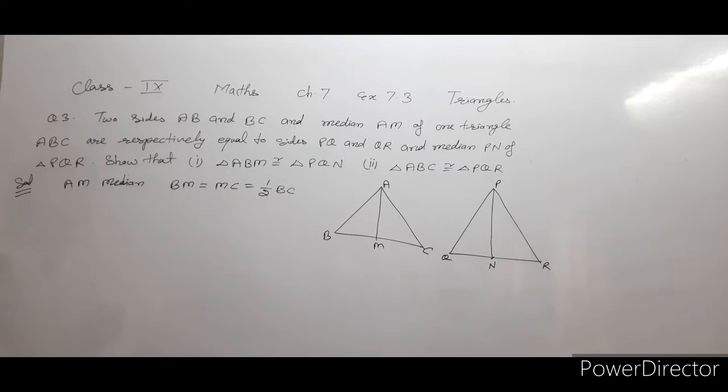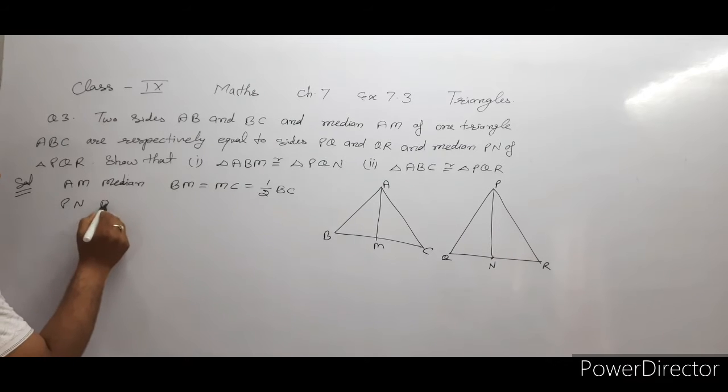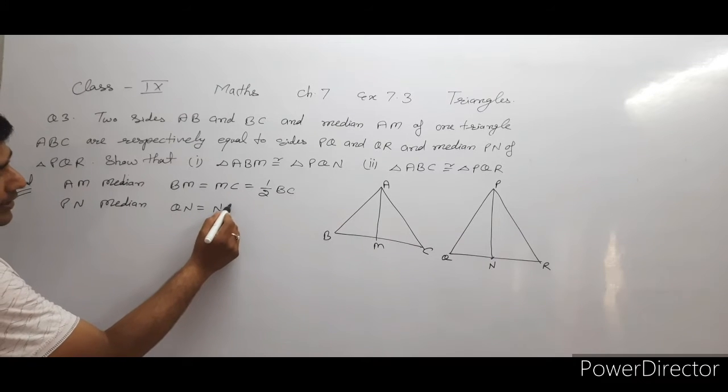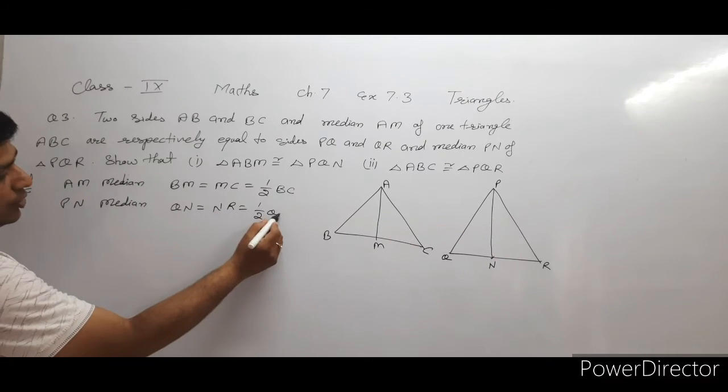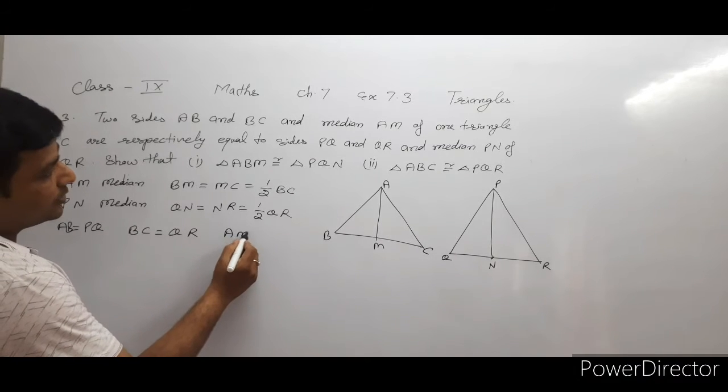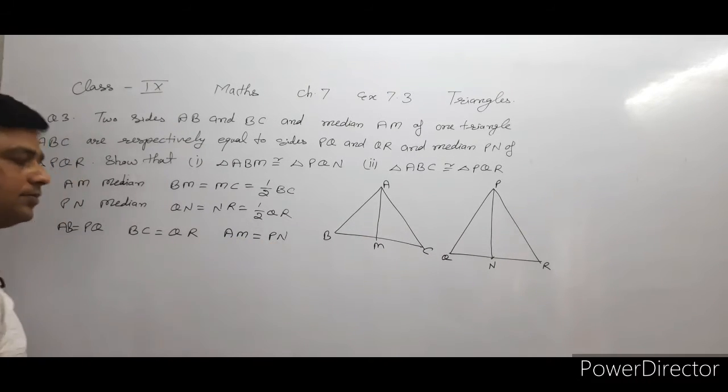are respectively equal to the sides PQ, QR and median PN. PN is also a median. If PN is the median, that means QN equals NR equals half of QR, because it is a median of side QR. It's given that AB is equal to PQ, BC is equal to QR, and AM is equal to PN.